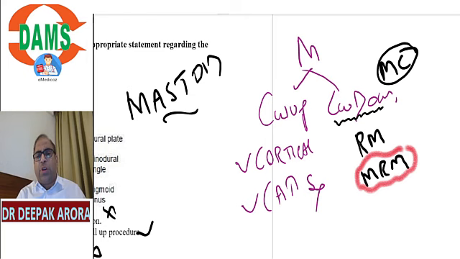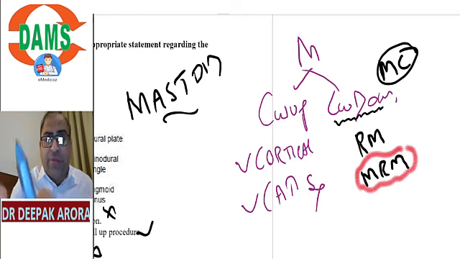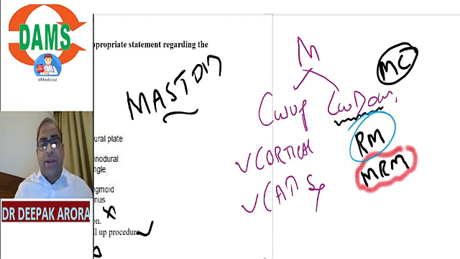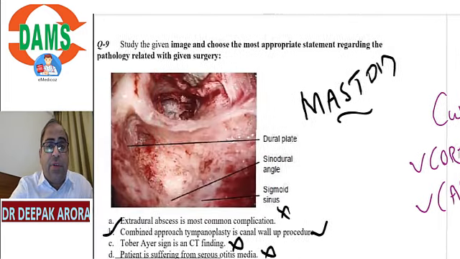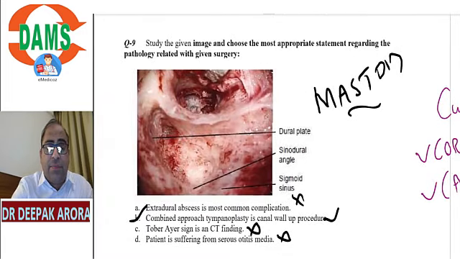Clear? Any student who can write in the chat box where we will prefer radical, in which patient we do radical? Anyone? Any student who can tell me where we do radical? Beta, radical has only one indication, that is malignancy. If there is a malignancy, carcinoma of the mastoid or middle ear, we prefer radical. Any query on this MCQ?